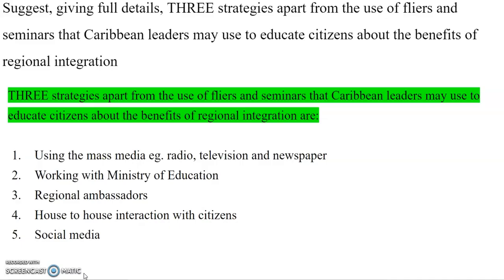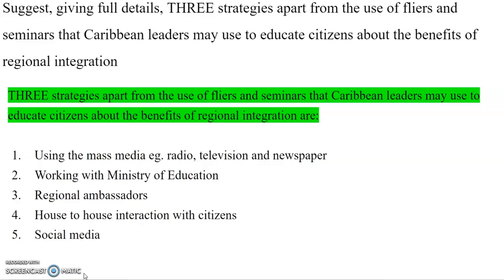Now, 3 strategies apart from the use of flyers. So you cannot write flyers and seminars as a strategy. So apart from the use of flyers and seminars, what can Caribbean leaders use or do to educate citizens about the benefits of regional integration?